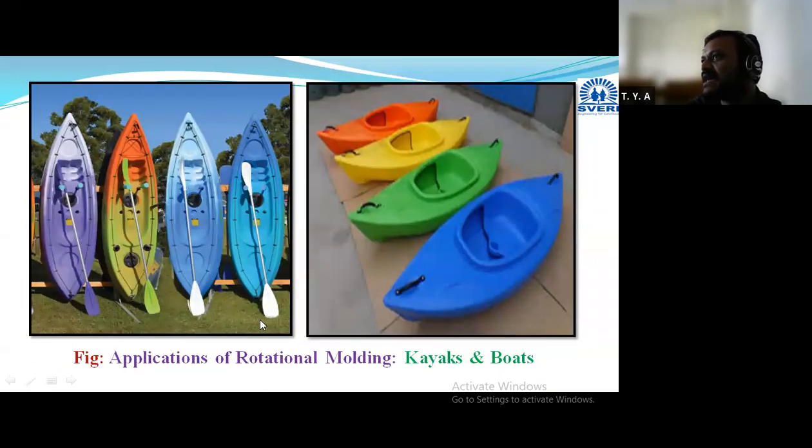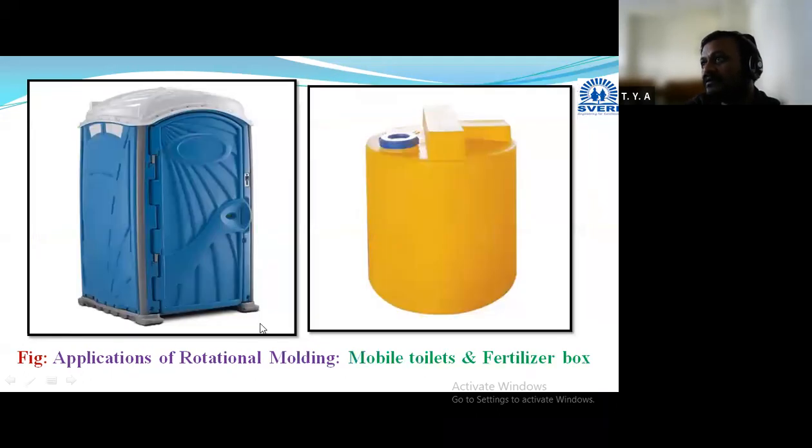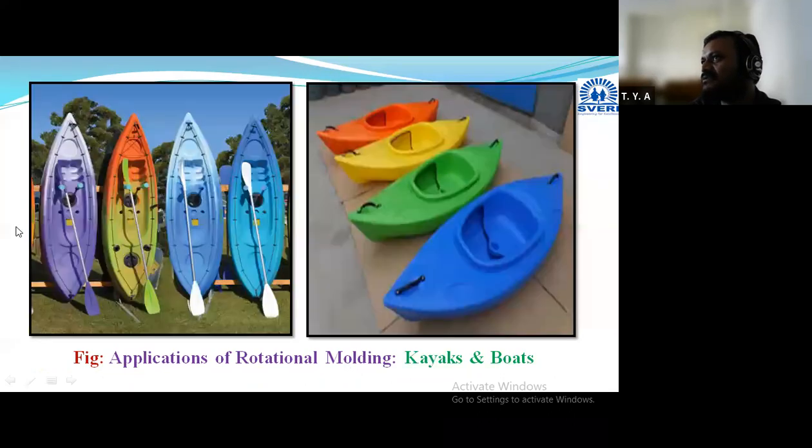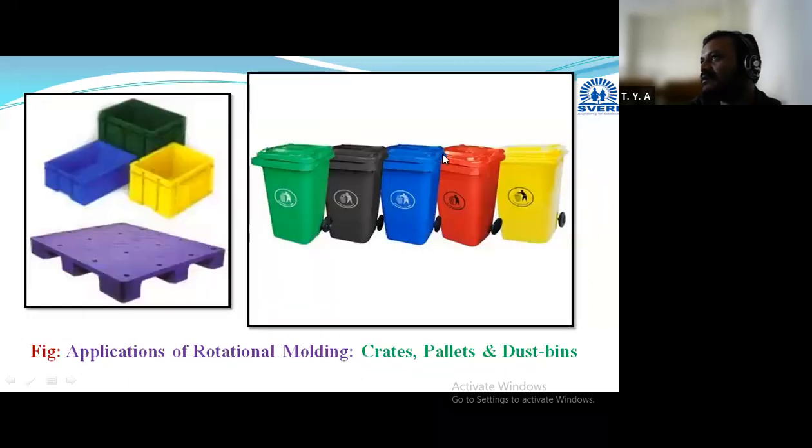Then these are kayaks and boats. This is a kayak, and these are boats. Then fertilizer boxes and mobile toilets are there. All these are manufactured with the help of this rotational molding process only. Mobile toilets, then fertilizer box, kayaks and boats, dustbin. This is a pallet, and these are crates.